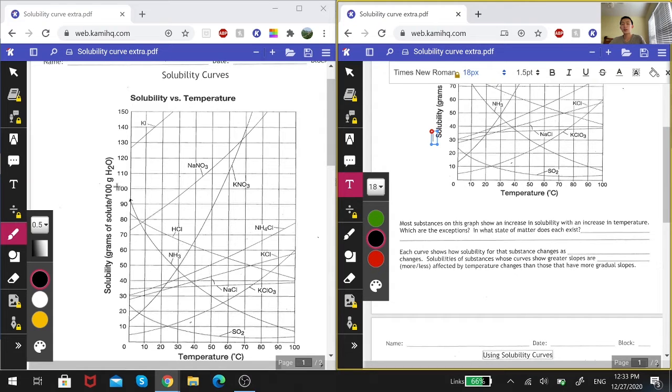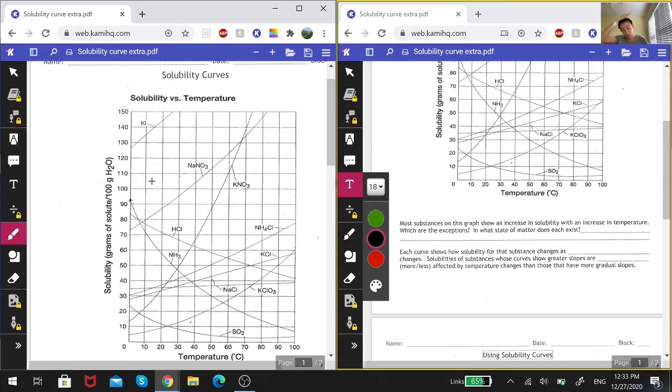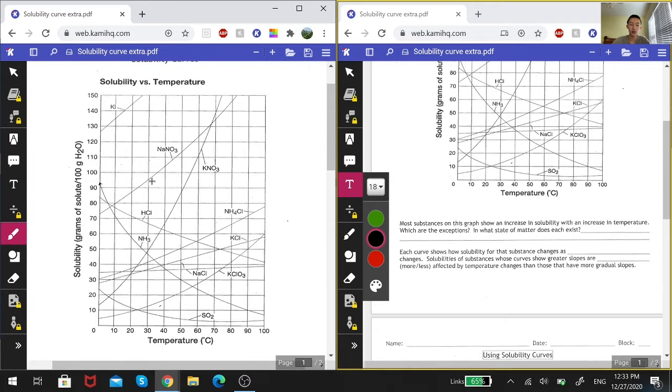Hi, in this video we're going to be taking a look at some solubility curves and doing some practice problems. Here we have a chart of multiple solubility curves, and as you can see, ionic substances' solubility increases as temperature increases, like NH4Cl, KCl, etc. Now gases' solubility generally decreases as the temperature increases, like NH3 we have over here.